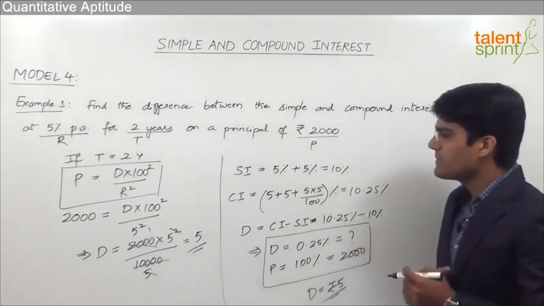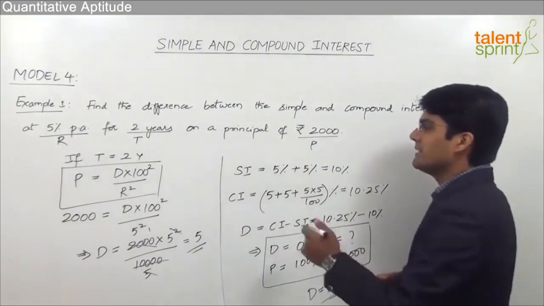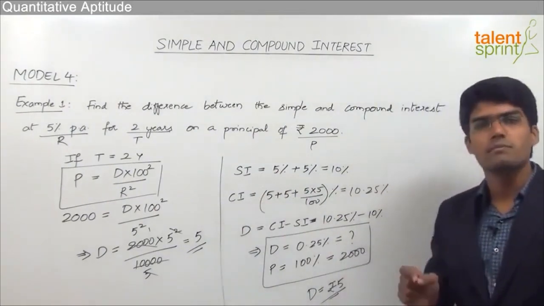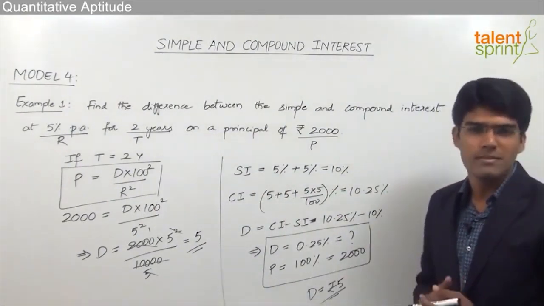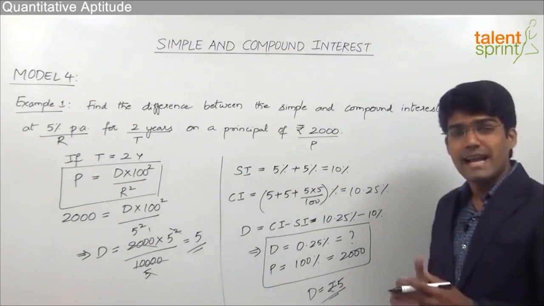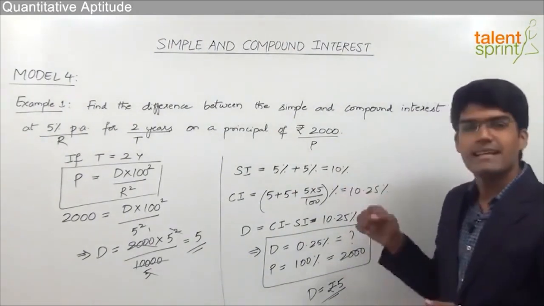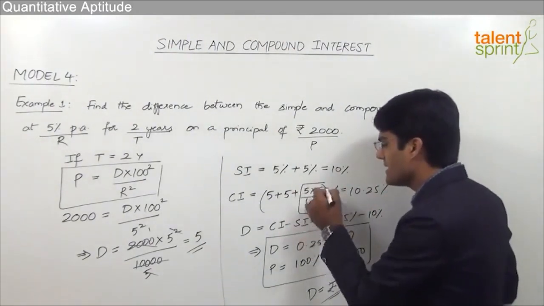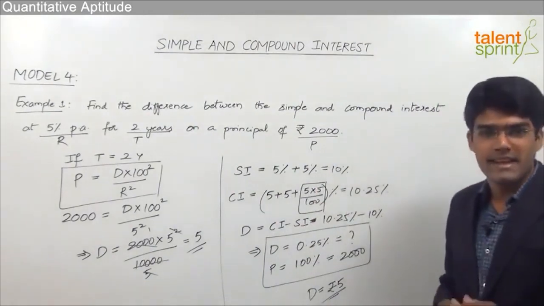If you really try to observe here, we very well know that the simple interest and compound interest on principal amount for the 2 years will be same. So here we can say that the actual difference between SI and CI will be this part, that is the interest on interest in the second year.